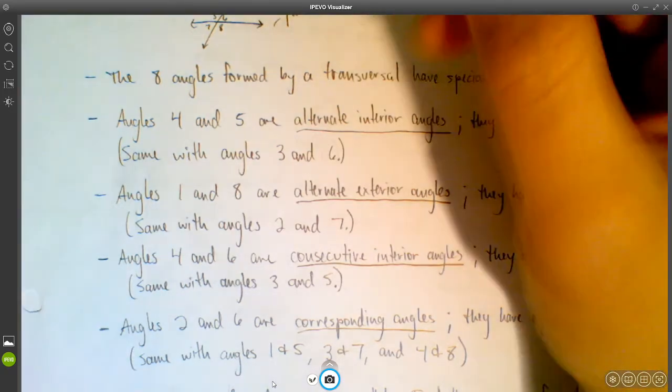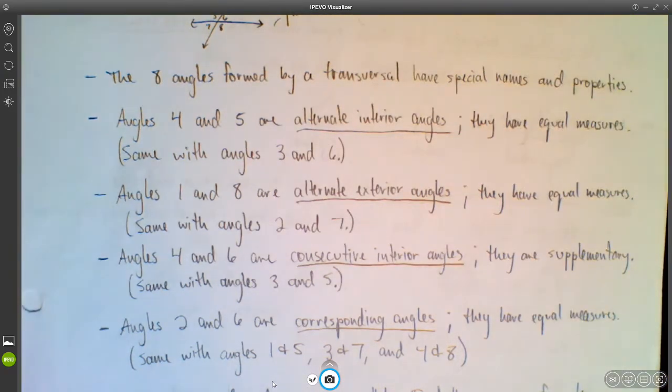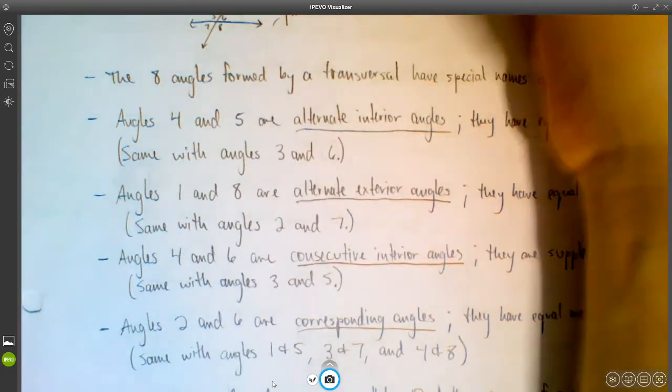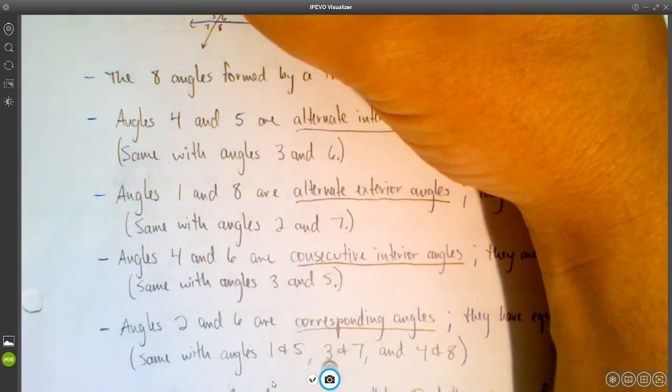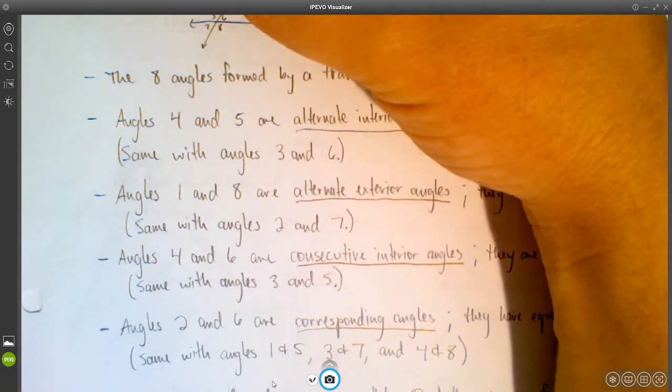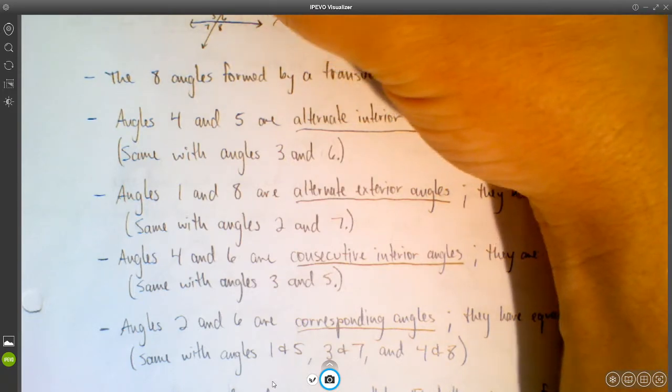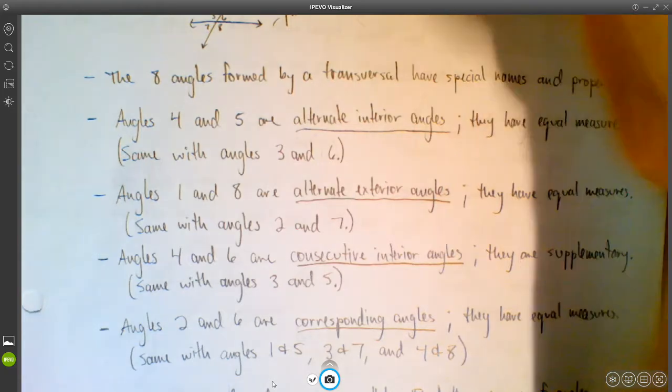So this is the idea behind the transversal and all of these relationships. Alternate interior, alternate exterior, and corresponding angles all have equal measures, and consecutive interior angles are supplementary. In addition, we have the same things as before, like angle 3 and angle 4 would be supplementary angles, because obviously they add up to form a straight line, 180 degrees.